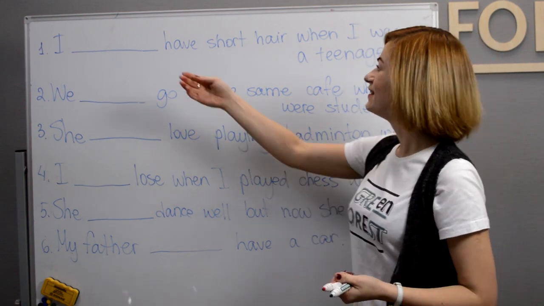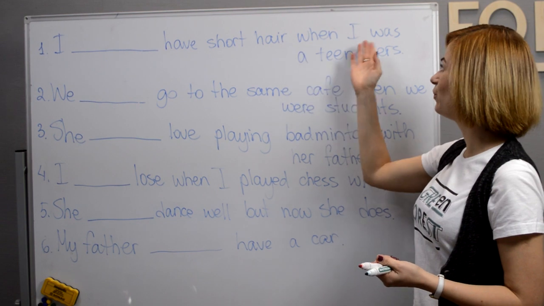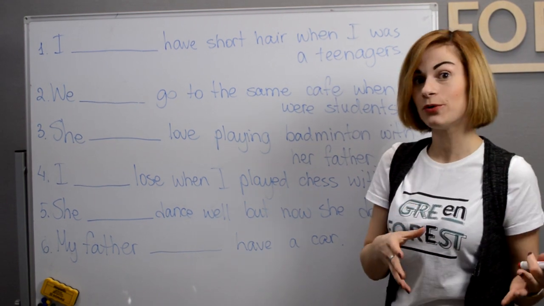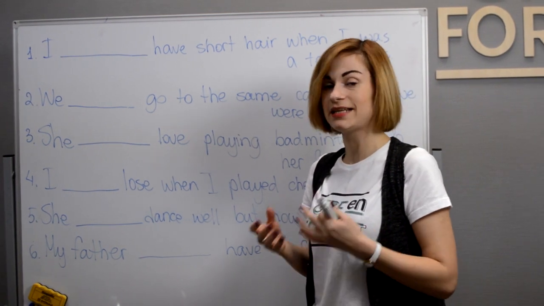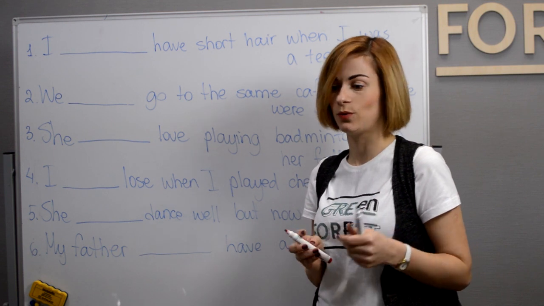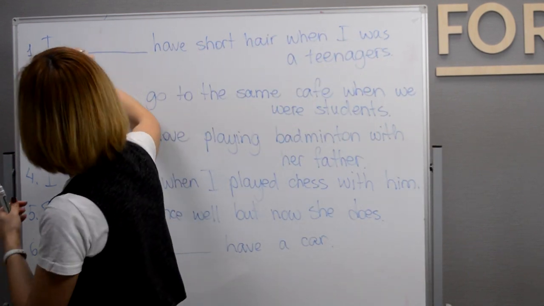The first sentence. I had short hair when I was a teenager. What about the word have? Is it dynamic or is it a state verb? Yes, it's a state verb here. That's why, how many options do you have? Yeah, only one. The word used to.